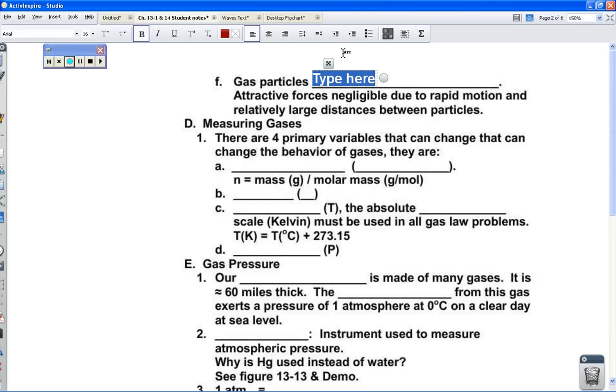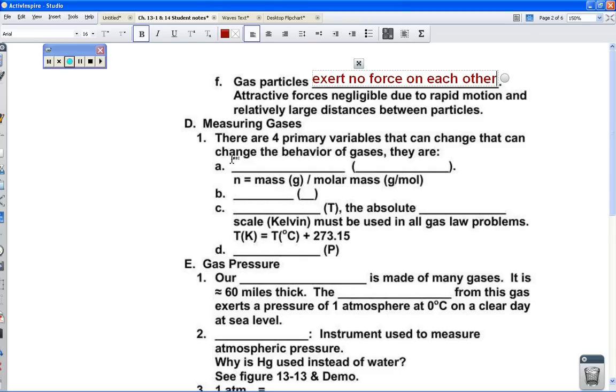Where are we? Okay, gas particles. They exert no force on each other. No force. The attractive forces are negligible. Negligible means virtually nothing, due to the rapid motion and the relatively large distance between particles. So in other words, there's no gravity attracting them.